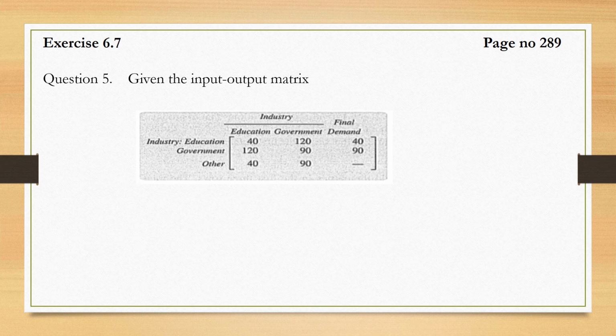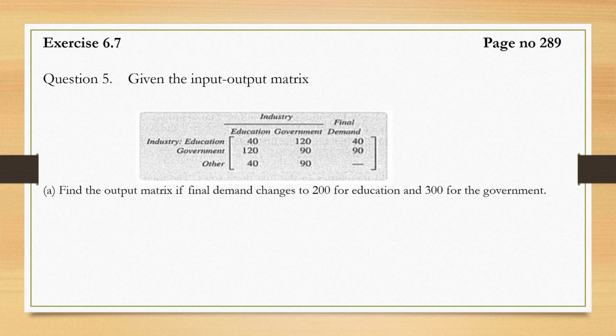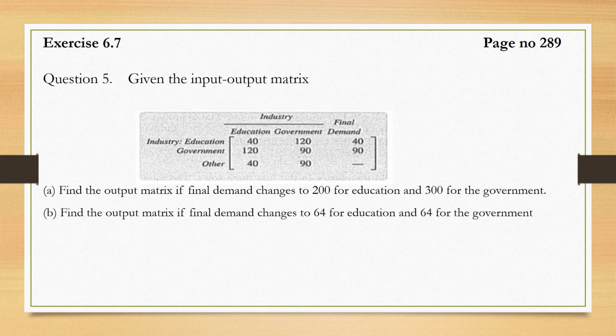Question number 5: given the input-output matrix, which is already given, we need to find the output matrix if the final demand changes to 200 for education and 300 for the government. Part B: find the output matrix if the final demand changes to 64 for education and 64 for government. First of all we need to find part A. So dear student, let's start our answer.